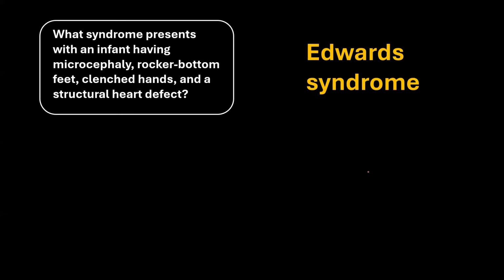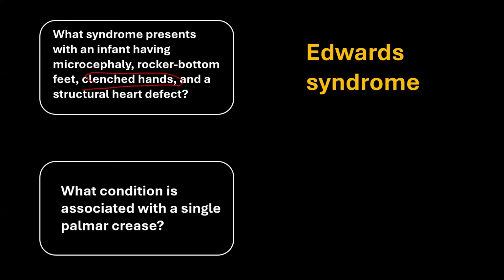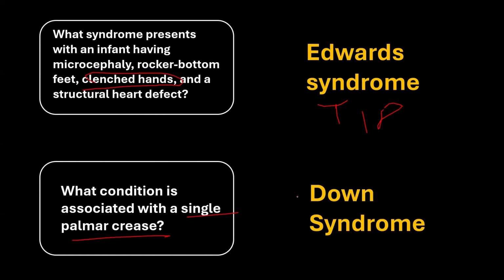All right. What syndrome presents with an infant having microcephaly, rocker bottom feet, clenched hands, and structural heart defect? Yeah, Edwards syndrome. The one that kind of gives this away is really the clenched hands. Okay. And then what condition is associated with a single palmar crease? Yeah, good. So Edwards syndrome is trisomy 18, and then single palmar crease is Down syndrome, trisomy 21.